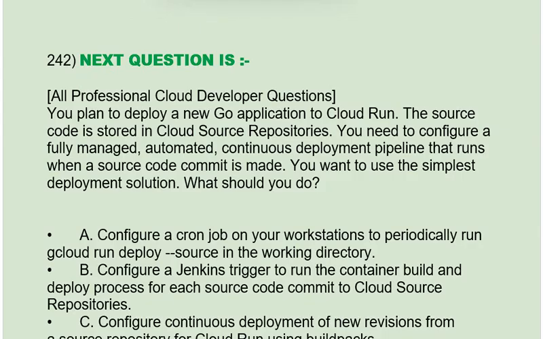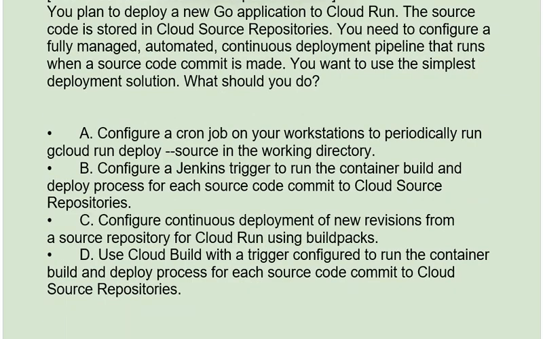Question is all professionals cloud developer questions. You plan to deploy a new Go application to Cloud Run. The source code is stored in cloud source repositories. You need to configure a fully managed, automated, continuous deployment pipeline that runs when a source code commit is made. You want to use the simplest deployment solution. What should you do?